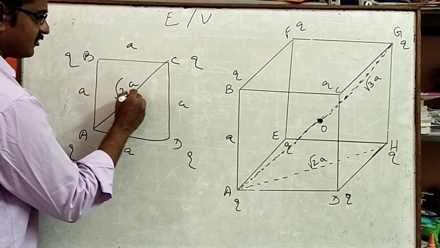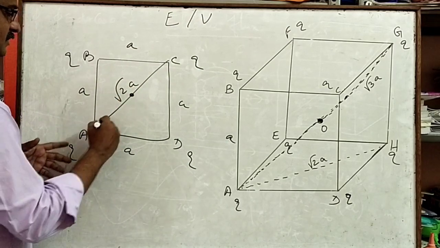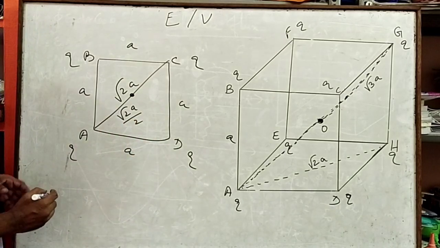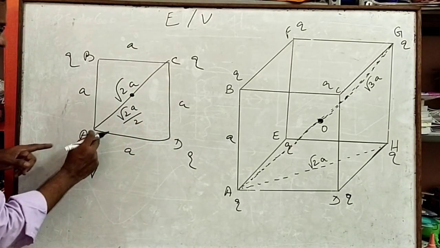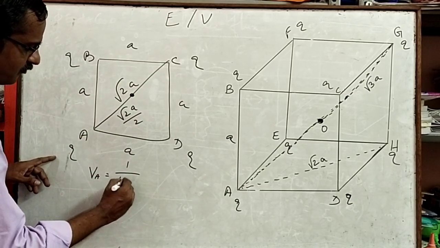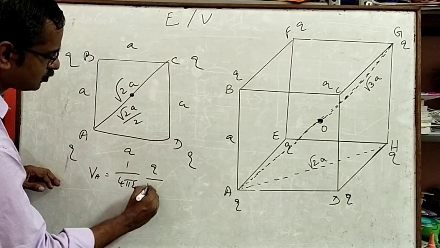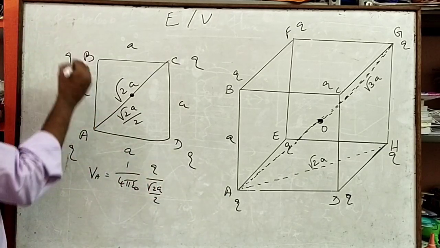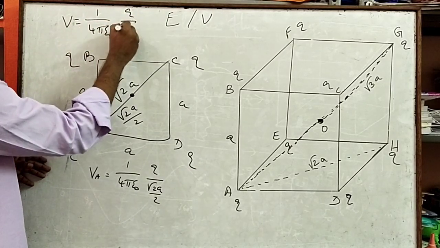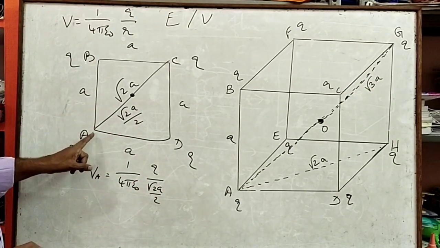If you want to calculate the electric field or electric potential at the center, then half of the distance is root 2 times A divided by 2. Electric potential due to one charge, which is at A, is 1 divided by 4 pi epsilon naught, Q by the distance. The distance is root 2 times A divided by 2, because the actual formula is electric potential V equal to 1 divided by 4 pi epsilon naught Q by R. The 2 can be brought up. This is the electric potential due to one charge.